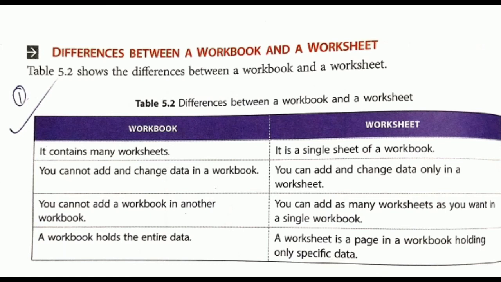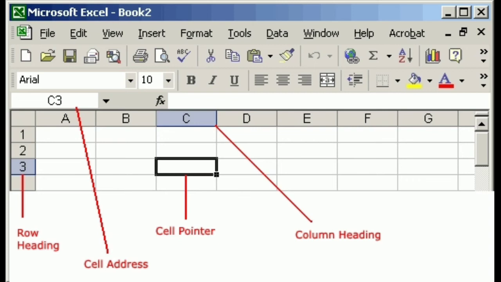Okay, so these are the differences between a workbook and a worksheet. Next, let us see some of the parts of an Excel worksheet. See in this picture, these are some of the parts inside a worksheet. They are being marked with red symbols. First one is row heading, then there is a cell address, then there is a cell pointer, then there is a column heading.